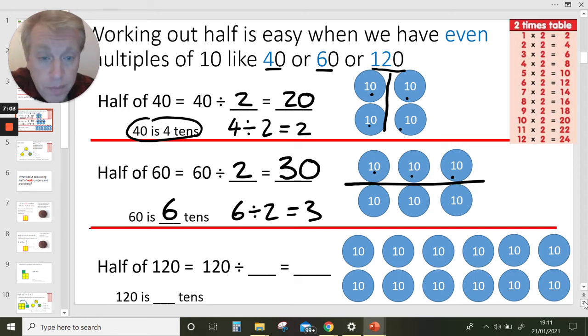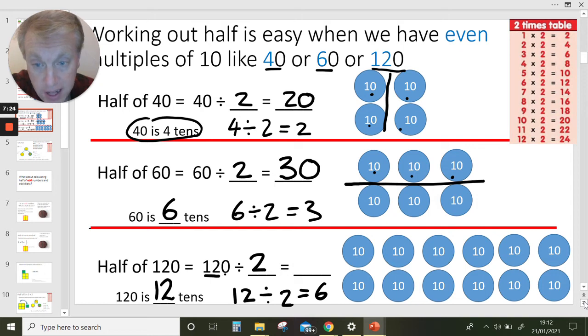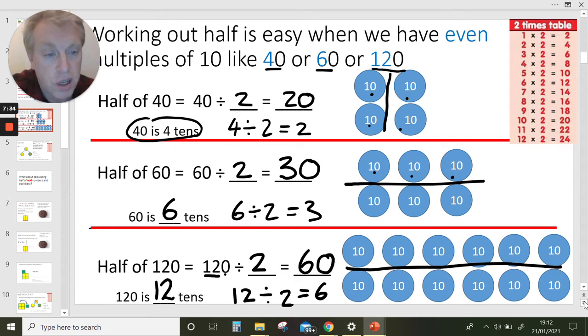120, well, it's good for us to think that 120 is 12 tens. 100 is 10 tens, 2 more tens. So just like we can do 12 divided by 2 is 6, 120 divided by 2, 12 tens divided by 2 is not 6 ones, it's 6 tens, so it's 60. If we draw that horizontal line, 10, 20, 30, 40, 50, 60.